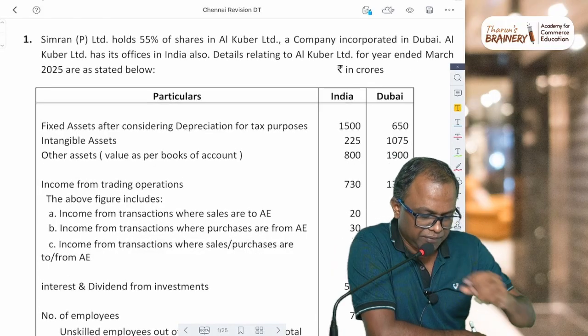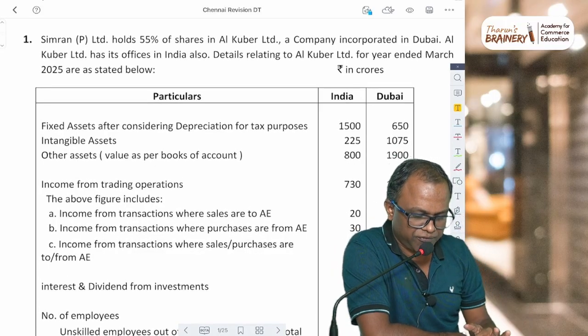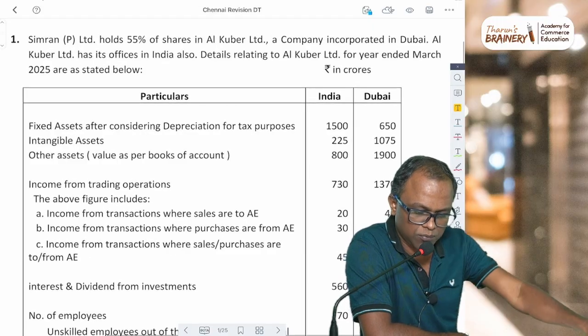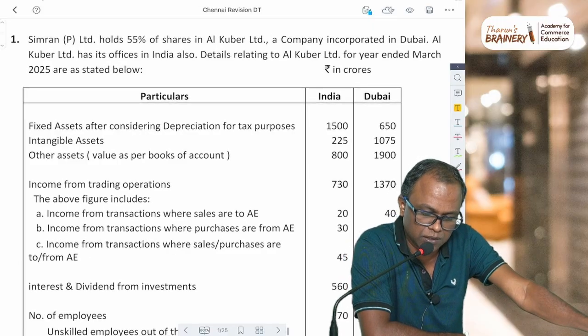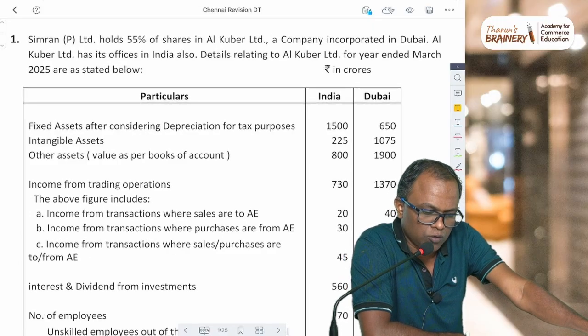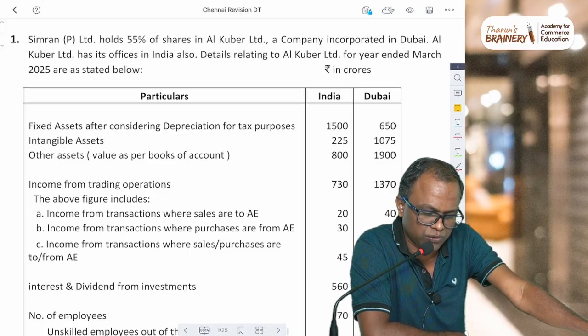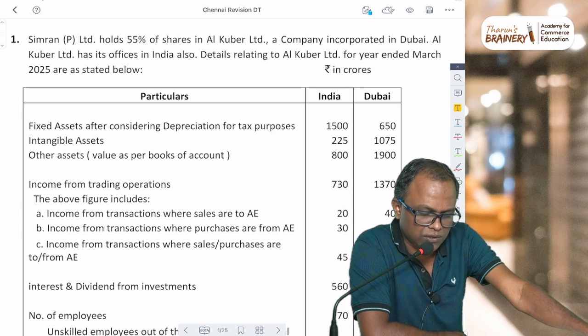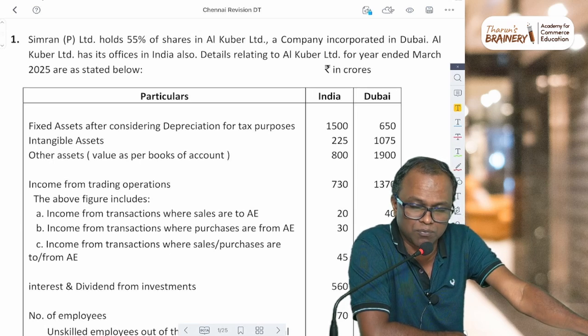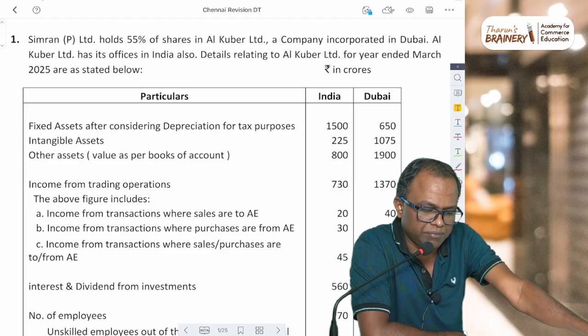So Simran Private Limited holds 55% of shares in Al Kubar Limited, a company incorporated in Dubai. Al Kubar Limited has its offices in India also. Details pertaining to Al Kubar Limited for the year ended 31st March 2025 are as stated below. Actually, Simran Limited holds 55% shares in Al Kubar Limited. So here, the parent company is Simran Limited.